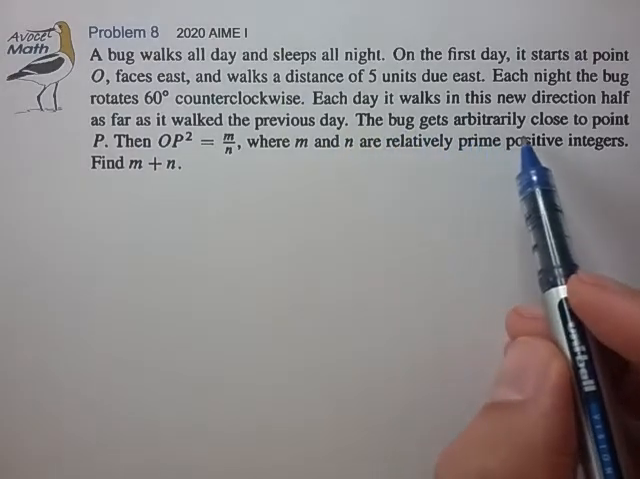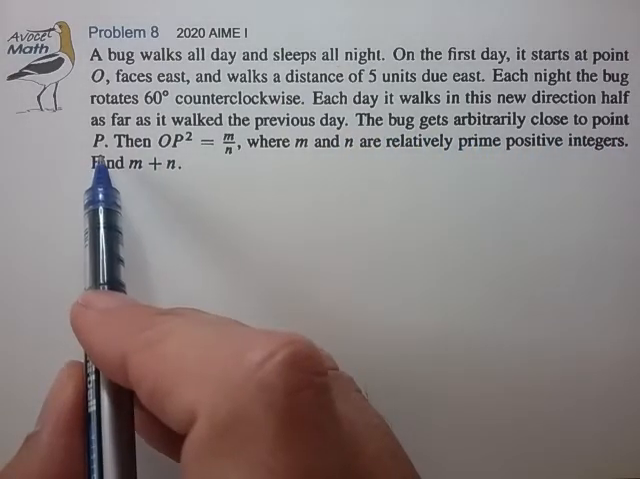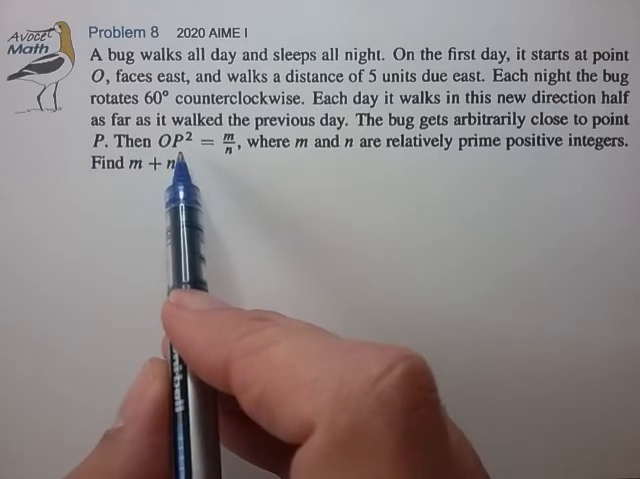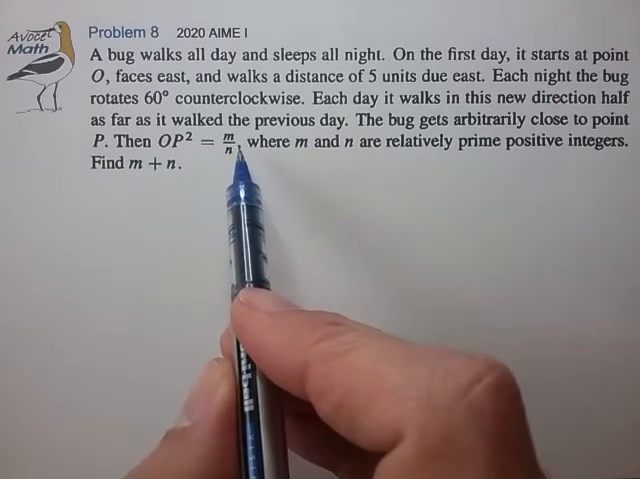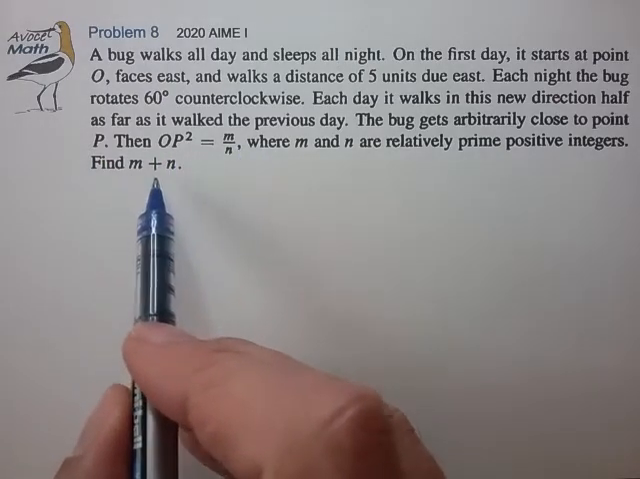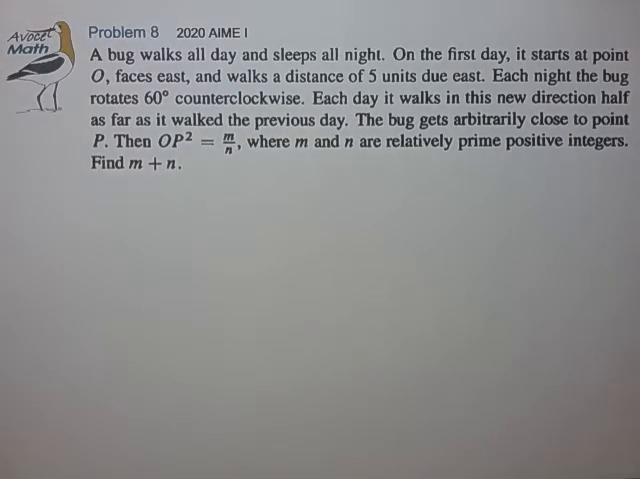The bug gets arbitrarily close to the point P, then the length OP squared is the reduced fraction m over n. Find the sum m plus n. All right, let's try to diagram this out. So on the first day, we're going to start from point O and travel 5 units due east.